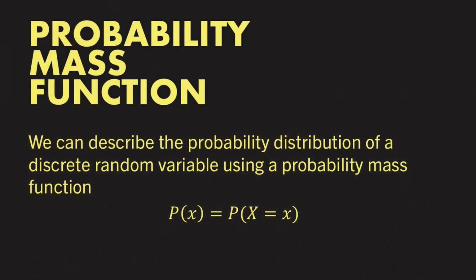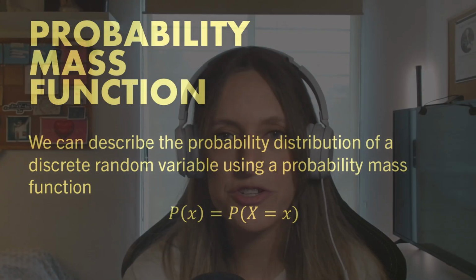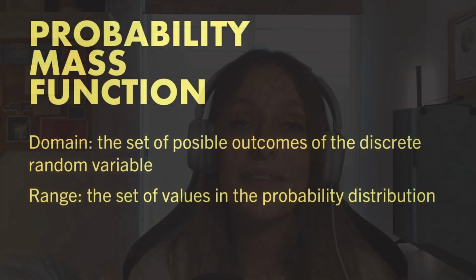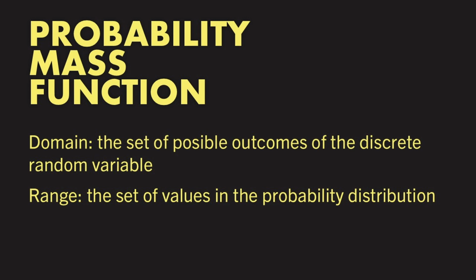So if we have a discrete random variable, we can create a function that describes the probability distribution of this variable. We are going to define the function p of x as the function that gives you the results of the probabilities for each of the possible outcomes, for each of the possible values of the discrete random variable capital X. The domain of this function is going to be the set of possible outcomes, the set of the values of the discrete random variable. And the range of the function is going to be the numbers in the probability distribution.